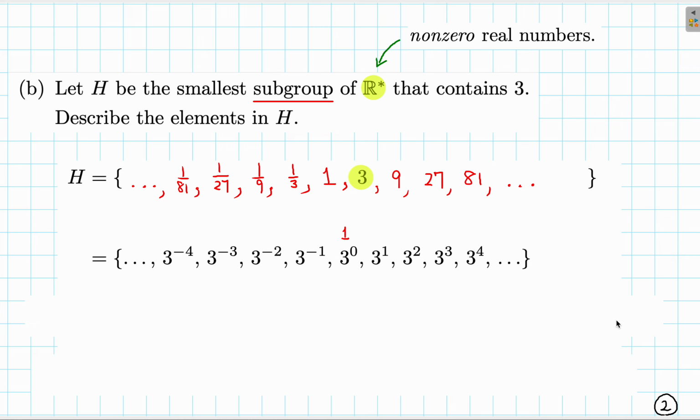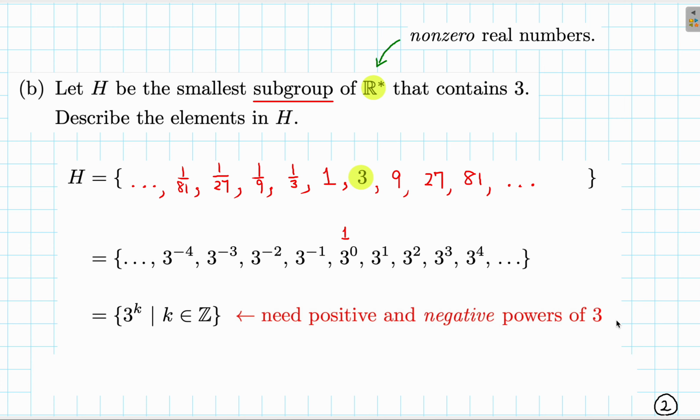Now we can write this set a little more succinctly in the following form. This is a set containing elements of the form 3 to the k, where k is an integer. We do need both positive and negative powers of 3 here. The negative powers of 3 are needed because these are the multiplicative inverses of the positive powers of 3. And here is a new notation that we introduced last time: bracket 3 refers to all integer powers of 3.